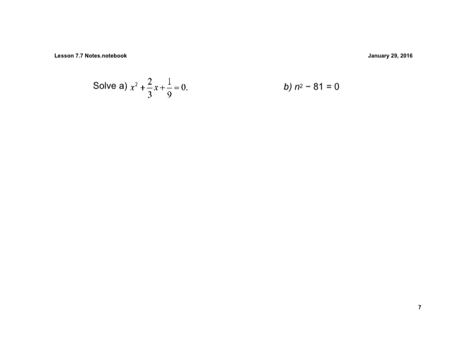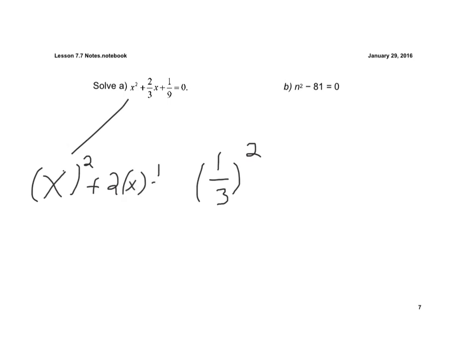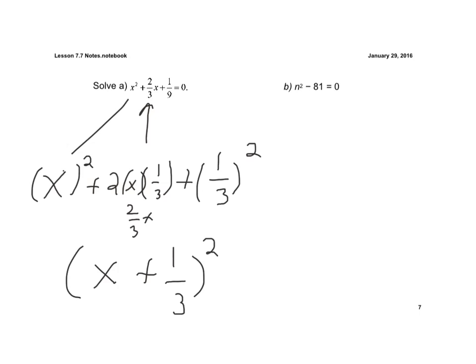So if we look at this one, this has 3 terms, so it looks like it could be a perfect square trinomial. Again, x squared is a perfect square. 1/9 is a perfect square because it's 1/3 all to the second. And so then is the middle term 2 times x times 1/3? And 2 times 1/3 is 2/3 x. So that matches that middle term. So now I'm ready to write it as my binomial all to the second power.